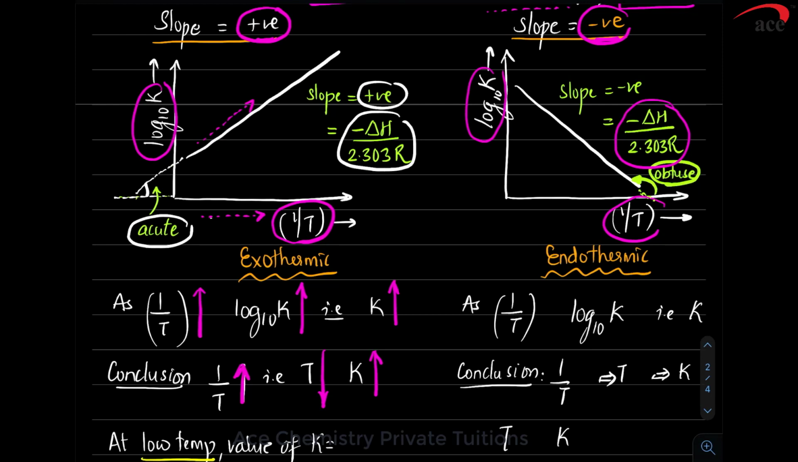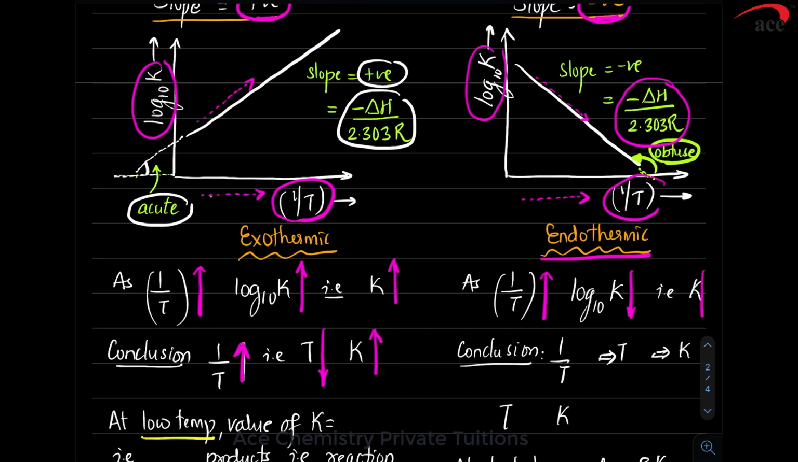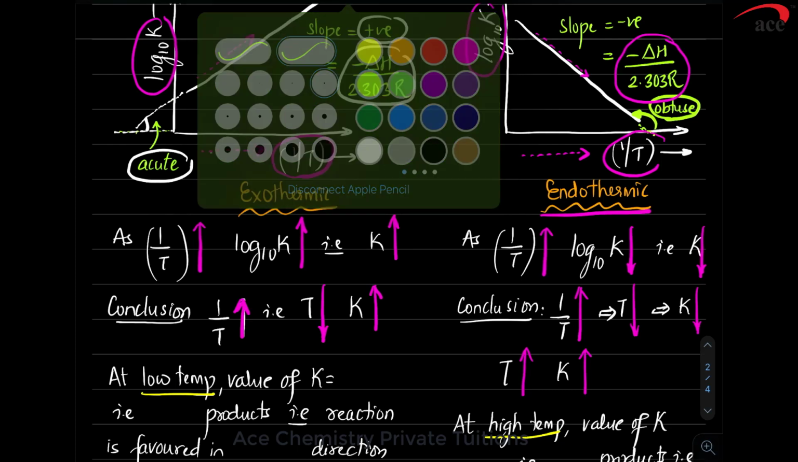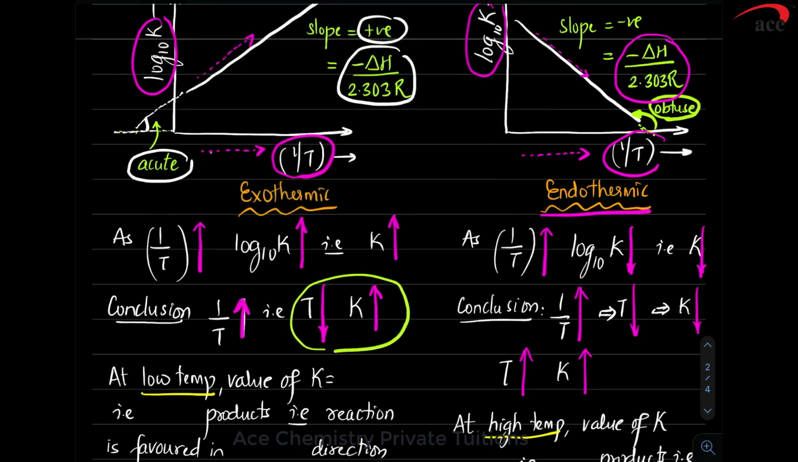That means for the endo graph, 1 by T is increasing if you go in this direction, and your line is dropping, descending. That means k is decreasing. As 1 by T increases, T decreases, and k also decreases. That means when T increases, k also will increase. So, the conclusion that we get is that for exothermic reactions temperature and k are in reverse direction, and for endothermic reactions temperature and k are in the same direction.